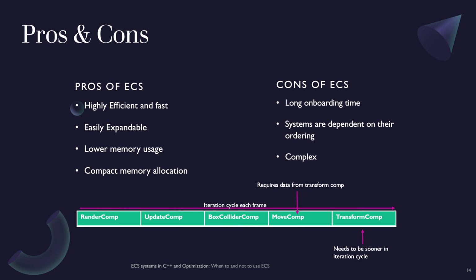As a direct result of using systems, we also have lower memory usage due to only including the data and functionality we need and not having to repeat functionality, which could be the case in some inheritance situations. We also have compact memory allocation, allowing lower level access to each component should the programmer need to.